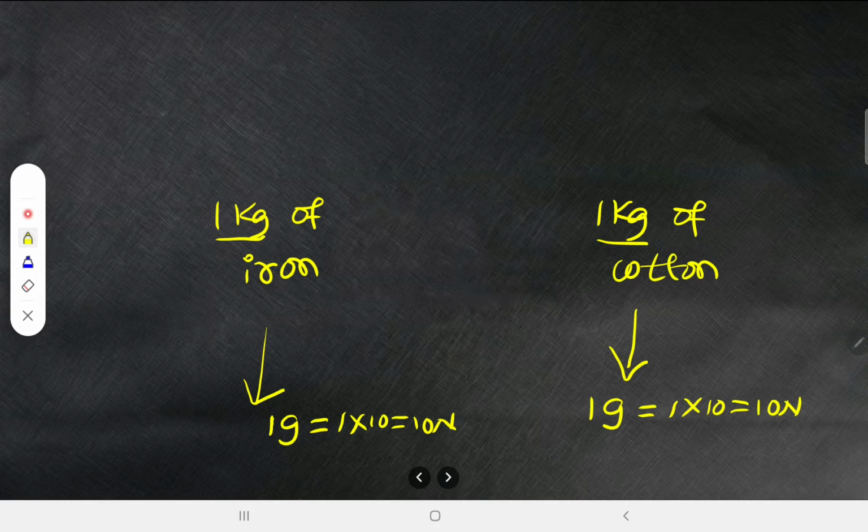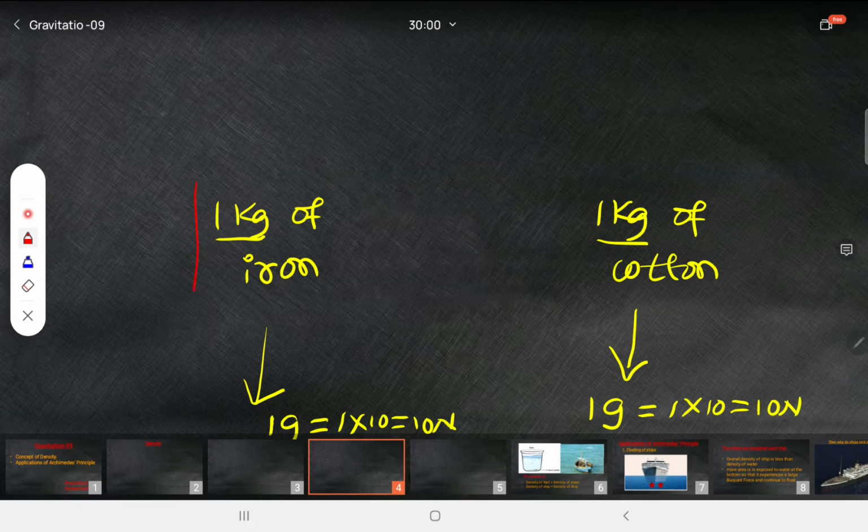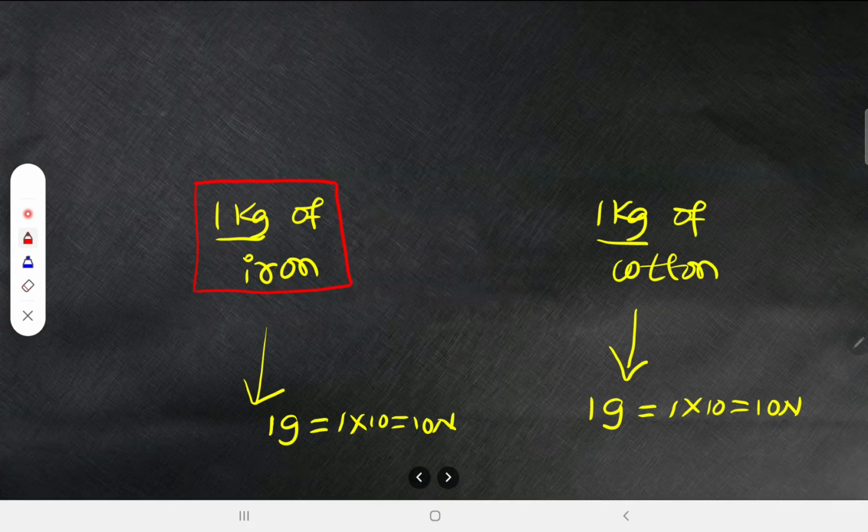But the only difference here is, to accommodate this 1 kg of iron, maybe this much space is more than enough. This much space you can hang it like this. Okay, have you seen this stone of 1 kg in the market and all? Maybe this much space is more than enough. But for this 1 kg of cotton, you need this much space. Look at this, maybe more space than this also. To accommodate 1 kg of cotton, definitely you need more space.